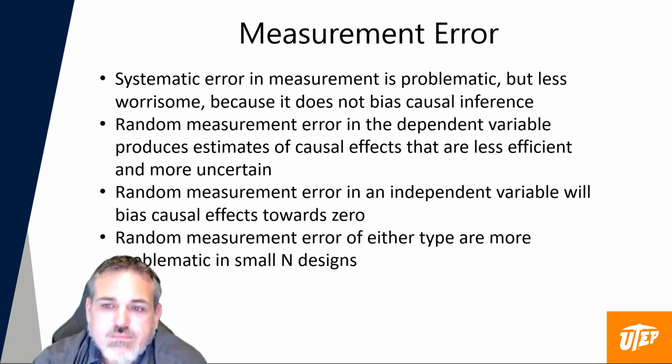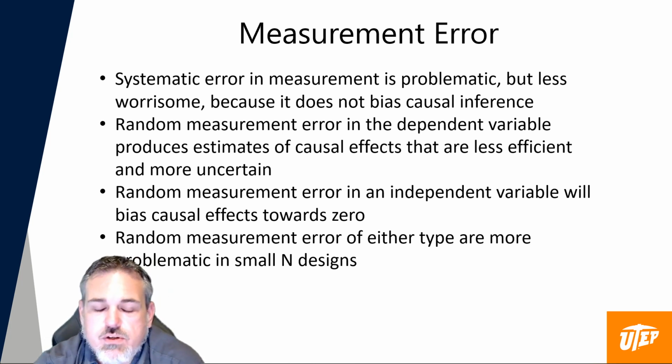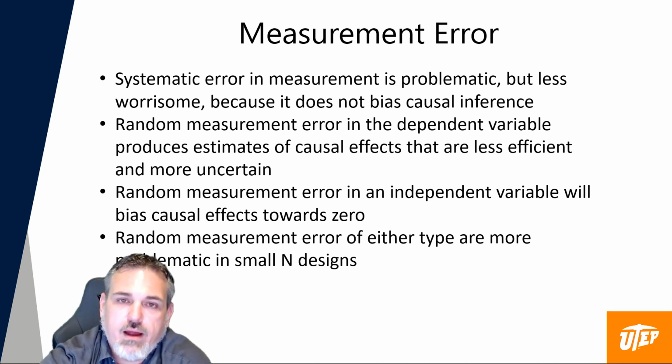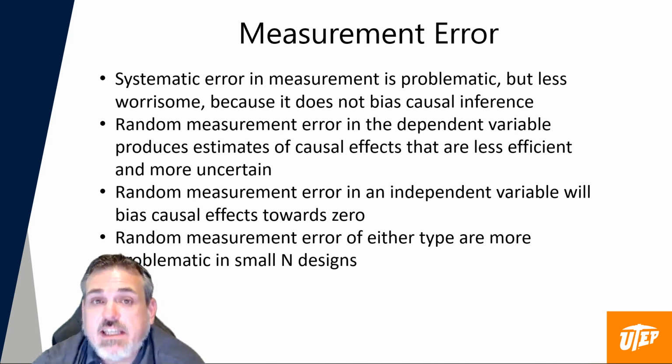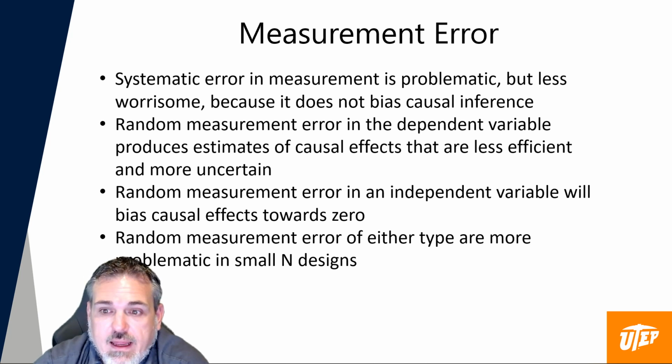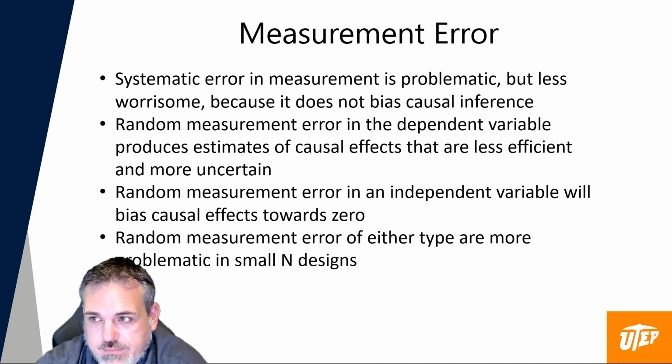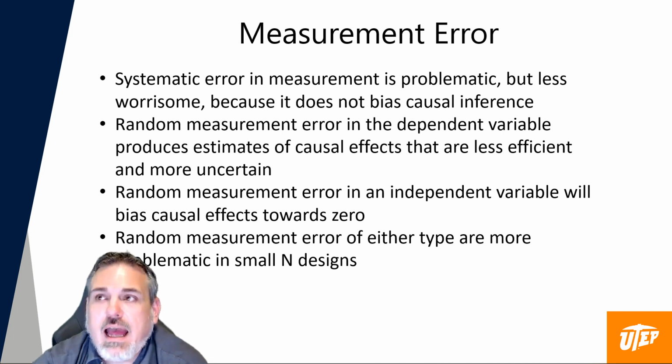Systematic error is error that is introduced almost usually by the researcher themselves, and it's introduced in a way that the recording of the data is flawed, but it's flawed consistently throughout, which means that it's problematic. It means that you're not accurately measuring the concept, but you're accurately recording it consistently.